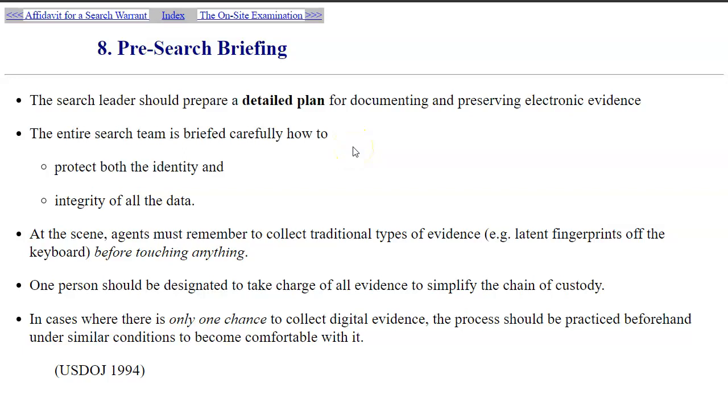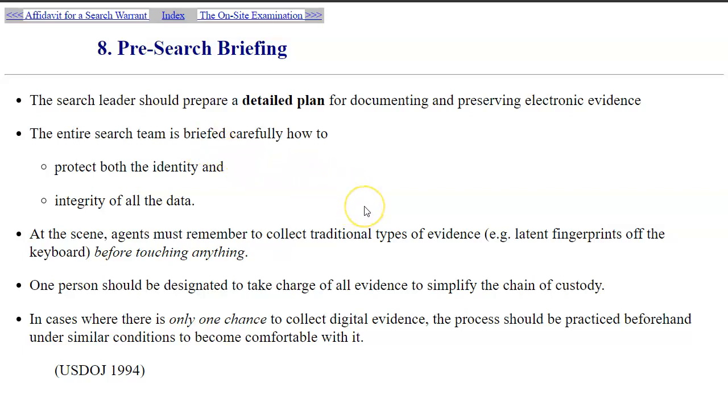In preparation for your initial data collection, you should be able to conduct pre-search briefings that would present a very detailed plan on how to identify, collect, and preserve any electronic evidence that you're expecting to find at the location. So you need to focus on every role of every member of your search team, so that they need to know how to identify and protect the integrity of the data.